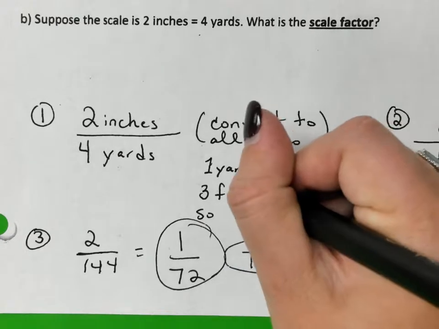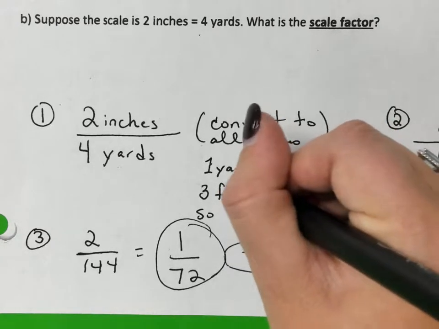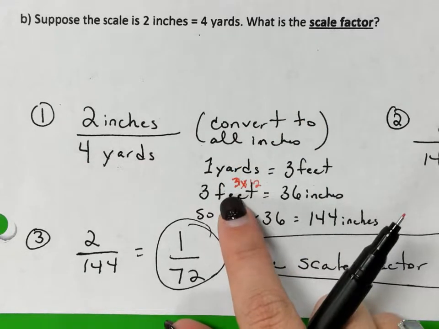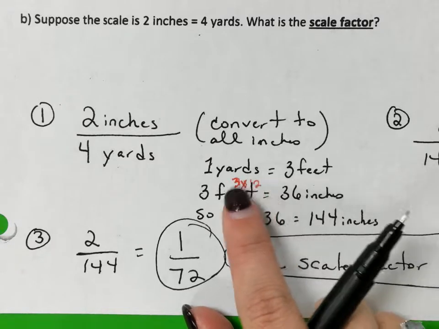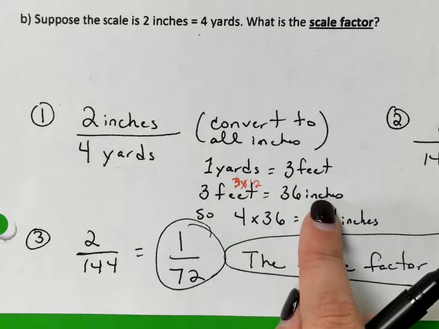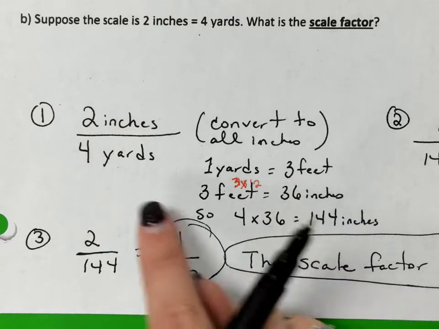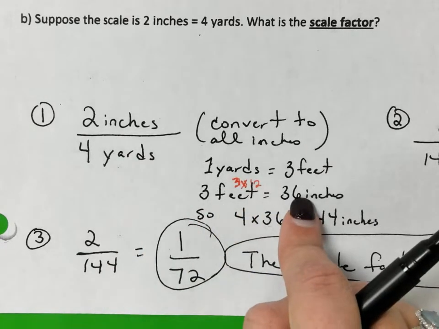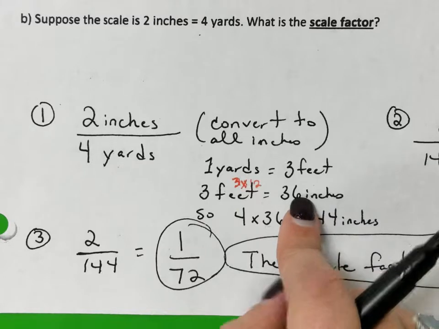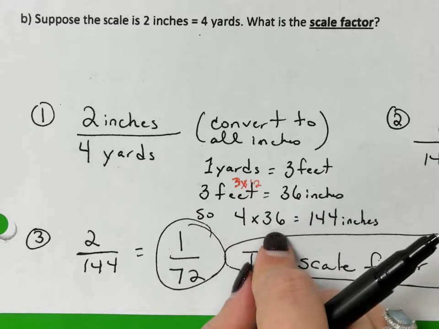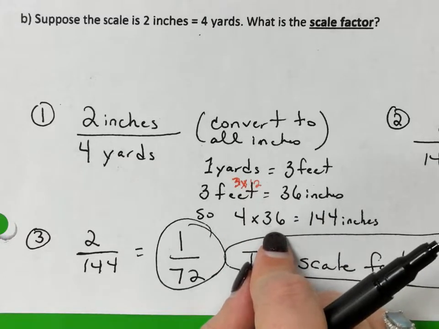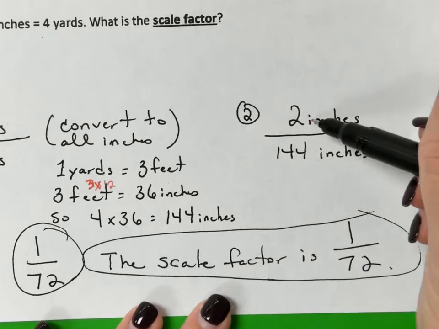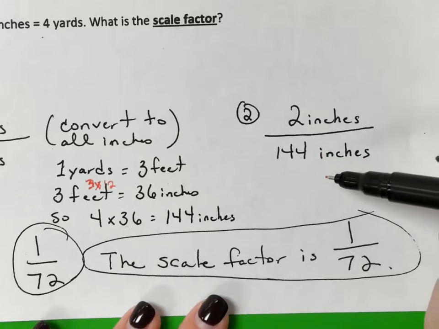We got that by multiplying 3 times 12, right? Because 3 feet, there's 12 inches in 1 foot, so 3 times 12 gives me 36 inches. So then if I'm trying to convert yards to inches, there's 36 inches in 1 yard. So if I have 4 yards, that means I'm multiplying 4 times 36, and I get 144 inches. So then you can rewrite that ratio with the same units as 2 inches over 144 inches.